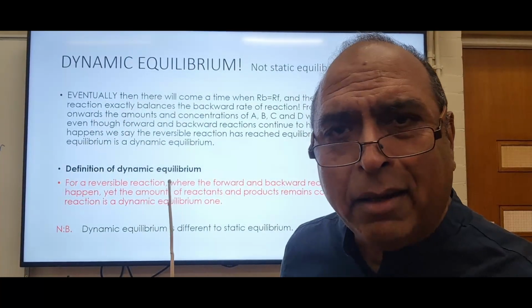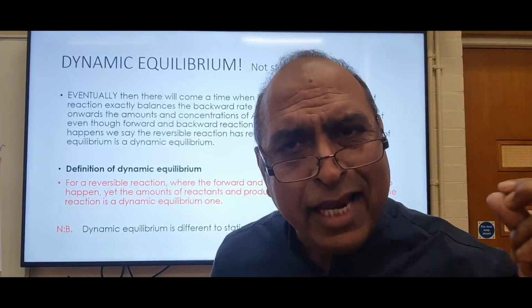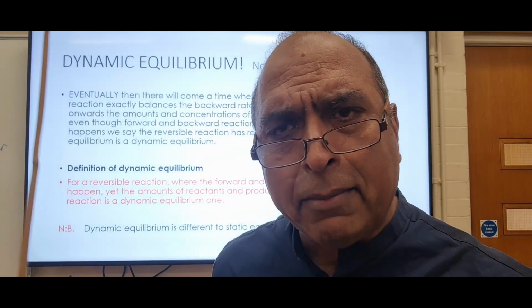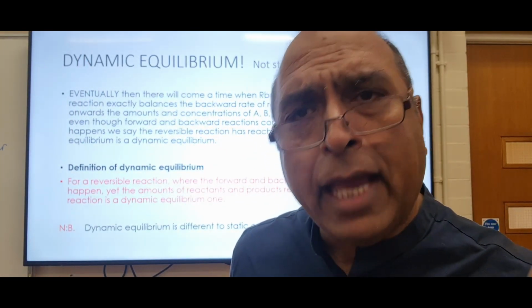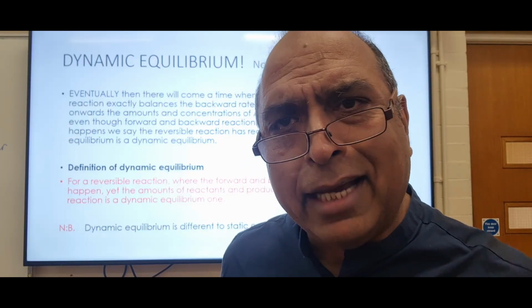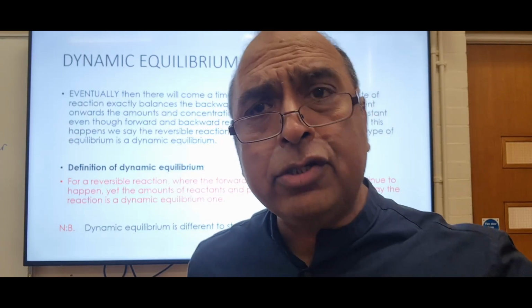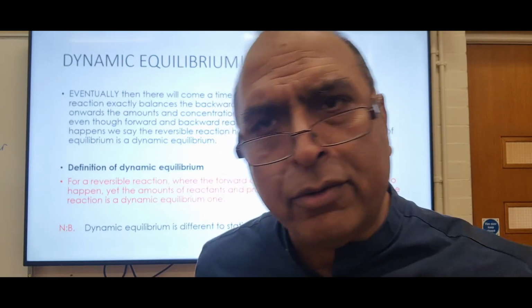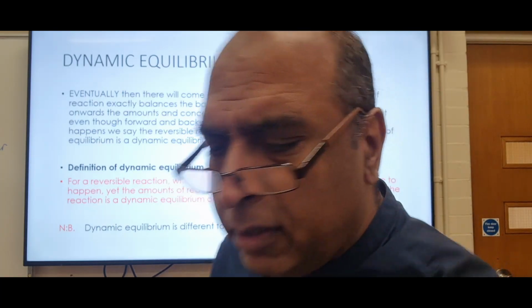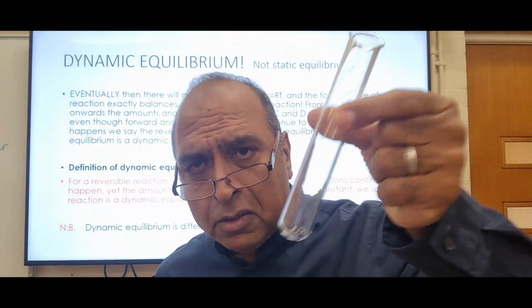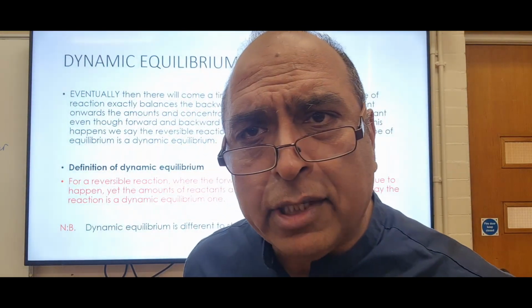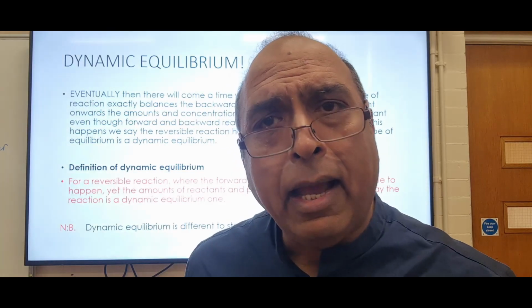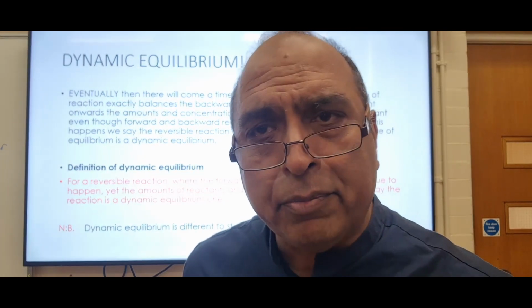From that moment on, we call it dynamic equilibrium. So it takes time to establish dynamic equilibrium, but you get an equilibrium position. The reaction going on is a dynamic equilibrium reaction because there are still forward and backward reactions going on. But if I was to look at the concentration of A, B, C, and D, it would not be changing at a position called the equilibrium position.